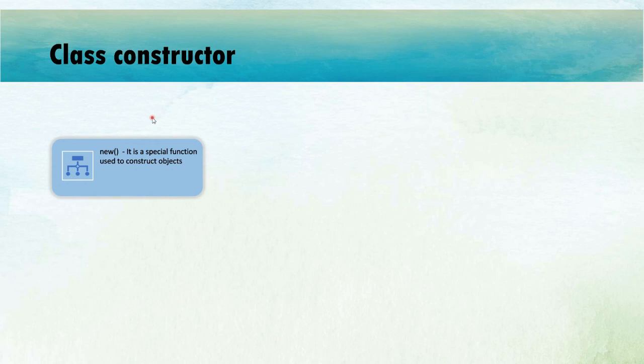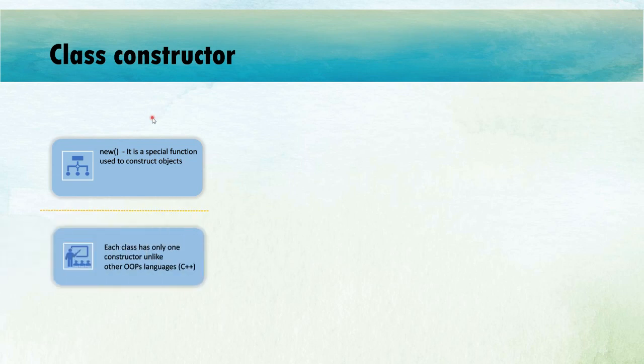Now, let's start with what is a class constructor. It is a special function which is used to construct objects. As in our previous video, we have seen how we can create an object using the new function. This new function is also called the class constructor. It has two major roles. First, it creates objects and allocates memory for them. Second, it initializes the properties of the class.